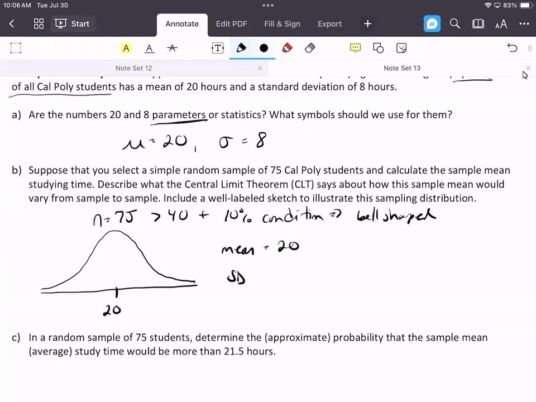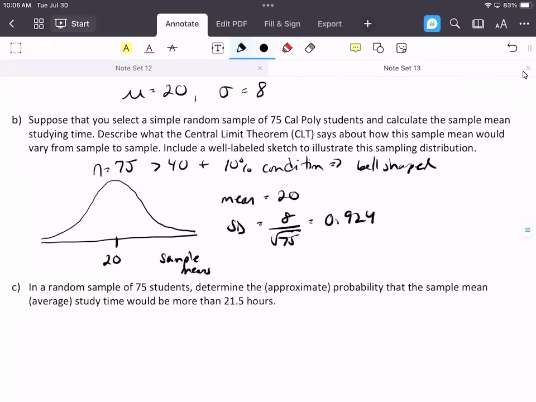The standard deviation, remember, of these, these are all the sample means here, is going to be 8 divided by the square root of n, which is 0.924. So this variability is scaled by our sample size. Cool.